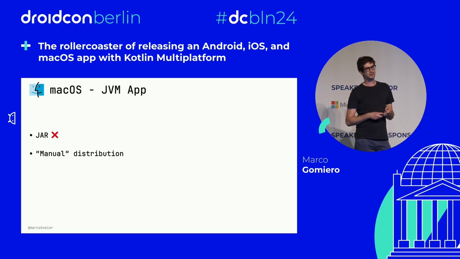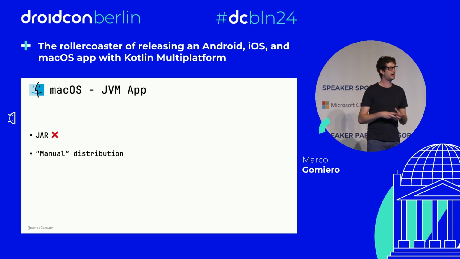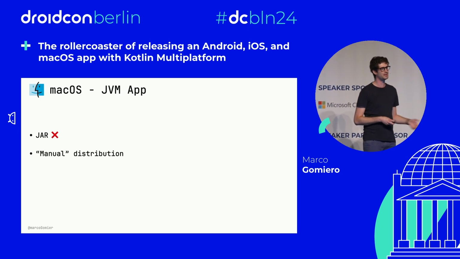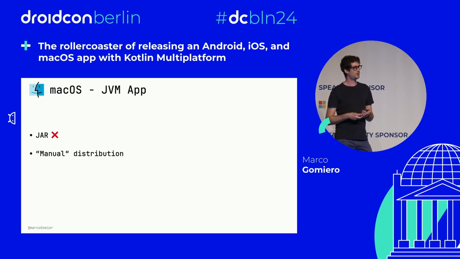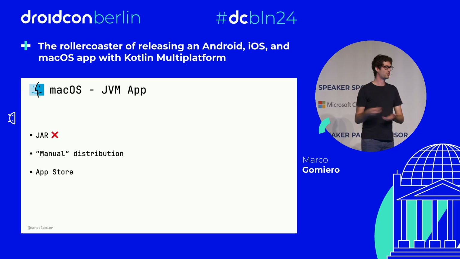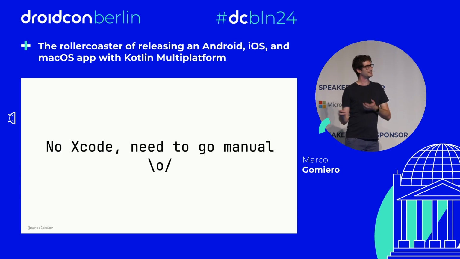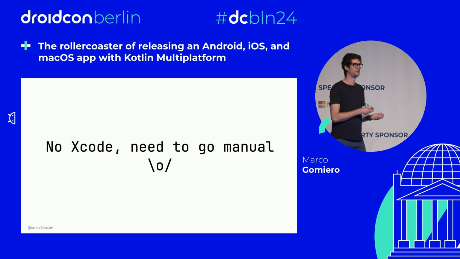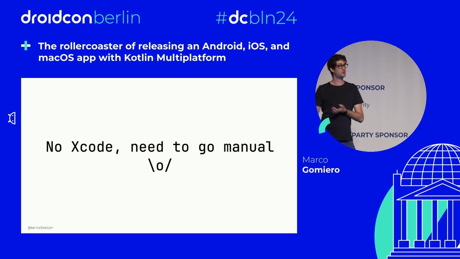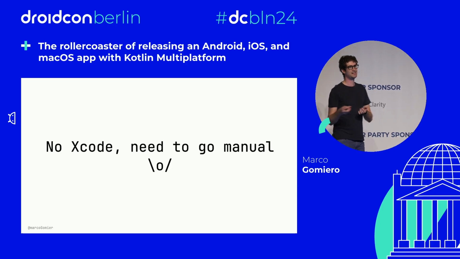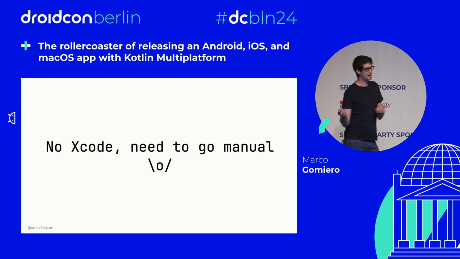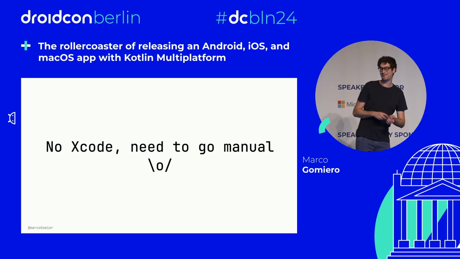So yeah, it's not a recommended way. The other way is doing a manual distribution, so releasing your app outside the store, for example on your website or your storage, or with Homebrew. And of course, you can use the App Store for that, like on iOS, uploading the app to the store. The thing is that in this case you can't use Xcode, because we are doing a JVM app, so there's no Xcode involved. This can be either great news or bad news, depending on what you like. I prefer doing things manually and not dealing with Xcode, but that's a preference.